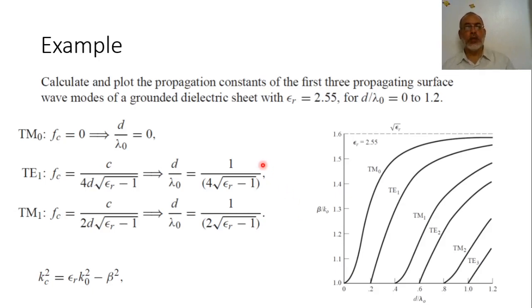As an example, it is required to calculate and plot the propagation constant for the first 3 propagating surface wave modes of a grounded dielectric slab with epsilon r 2.25, and the value of d over lambda ranges from 0 to 1.12. In this case, the first mode is the transverse magnetic zero mode. The cutoff frequency is 0. So regardless of the value, d over lambda naught starts from 0.